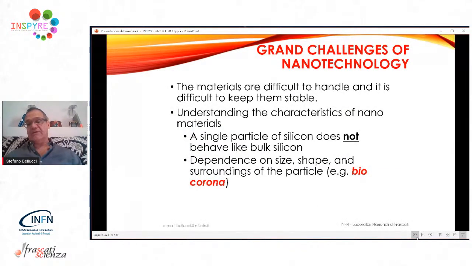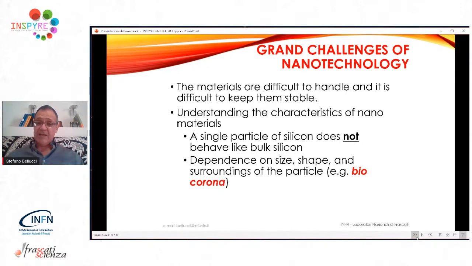So what are the grand challenges of nanotechnology in general? As you can guess, these materials are very interactive, they have a very high surface to volume ratio, so they interact with the environment a lot, and it's difficult to keep them stable, and not only is it difficult to handle them. In addition, there is a fundamental difference when you deal with nanoparticles compared to much bigger particles. A single particle of, for instance, silicon does not behave at all like bulk silicon and needs to be studied, not only in the lab, but also in the environment where it's supposed to work, for instance, in a living system.